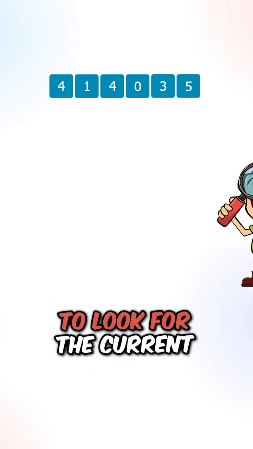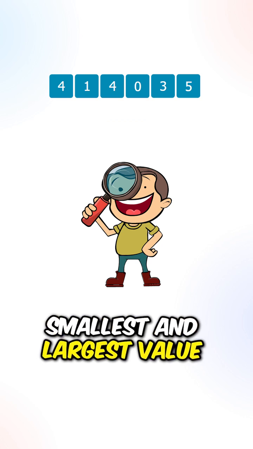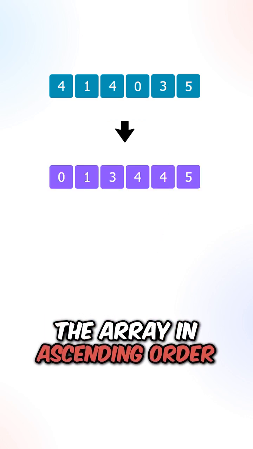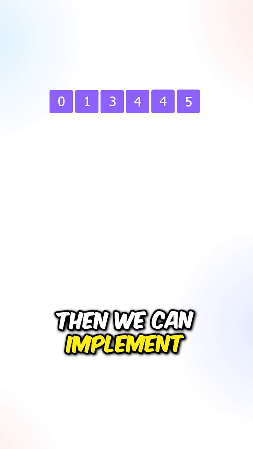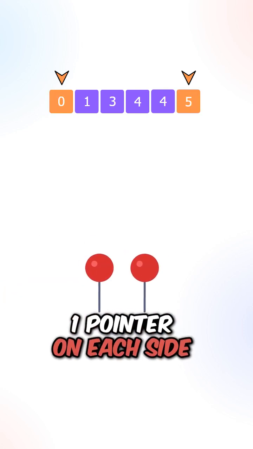We will need a quick way to look for the current smallest and largest value. What we can do is sort the array in ascending order. Then we can implement a two-pointer approach, one pointer on each side.